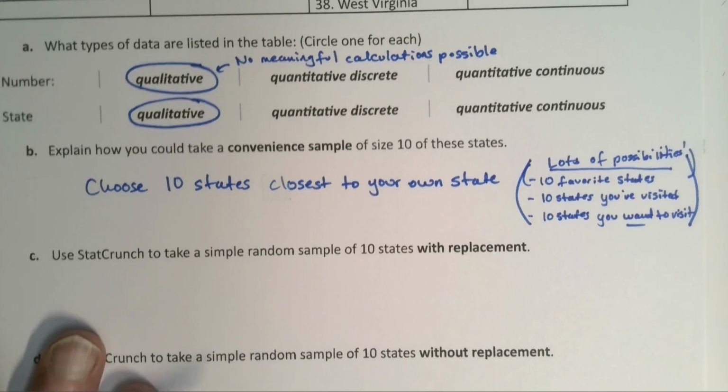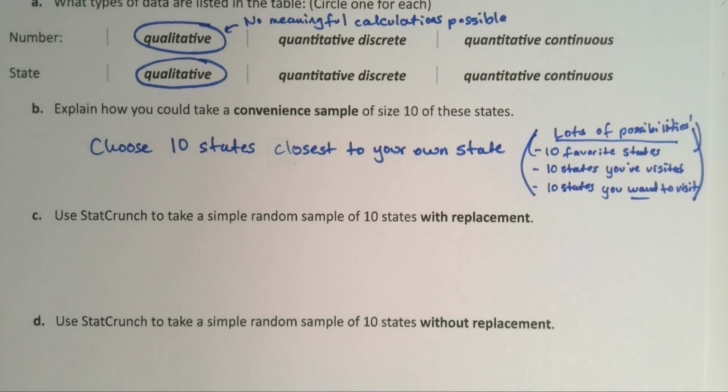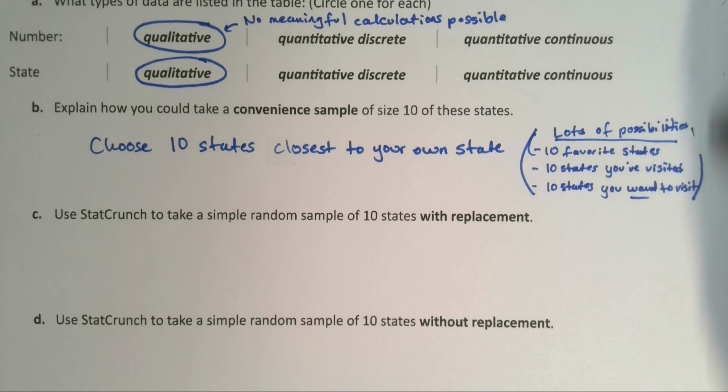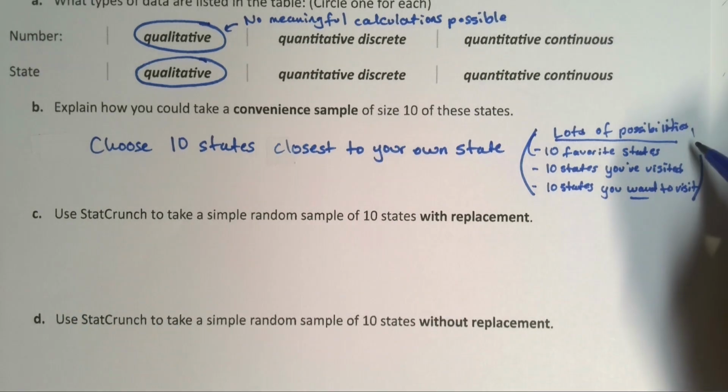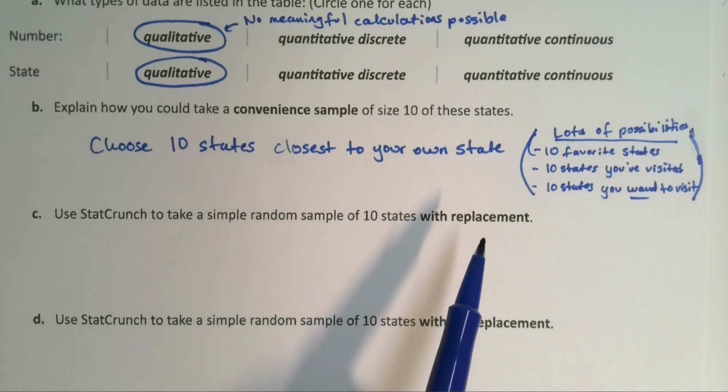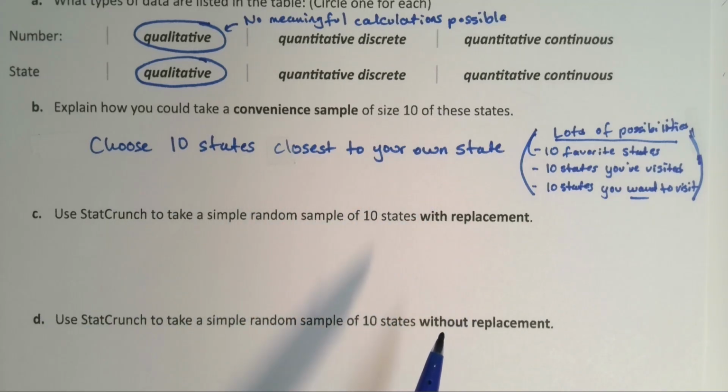But all of them would be a terrible way to try to be doing an unbiased sample, especially the ones that are closest to you. Those are very biased because, of course, you're in a geographic region. So if you pick the ones that are closest to you, you're most likely to be in that geographic region. So now we're going to use StatCrunch to take a random sample of 10 states with replacement. And we're also going to do it without replacement.